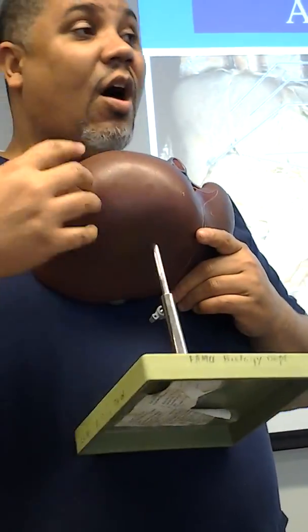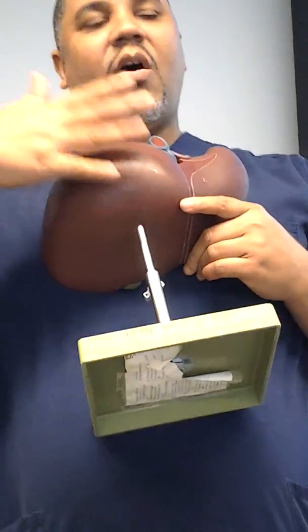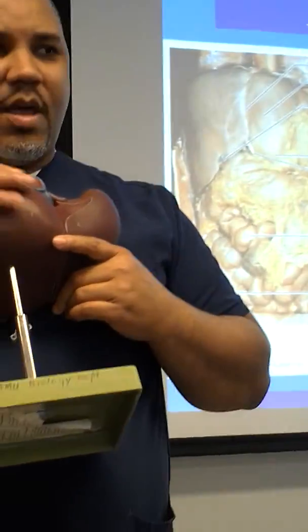You should also be able to identify this larger area here on the liver, which is called the bare area. B-A-R-E area. Bare area, right there. Okay?